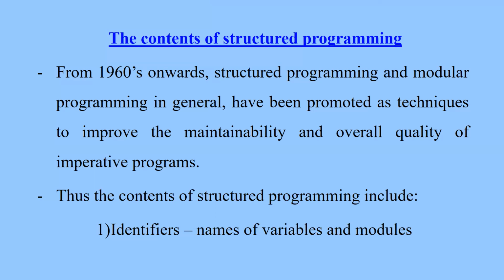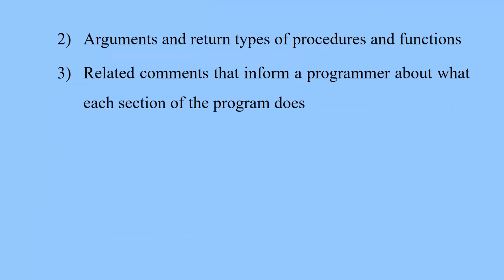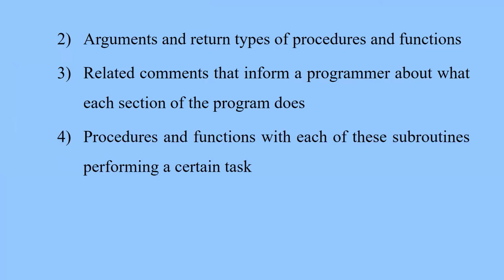Number one, identifiers. Identifiers have been covered in my previous presentations, but in a nutshell, they are the names of your variables and modules. Number two, we have arguments and return types of procedures and functions. Number three, we have related comments that inform a programmer about what each section of the program does. Then we have procedures and functions, with each of these subroutines performing a certain task.